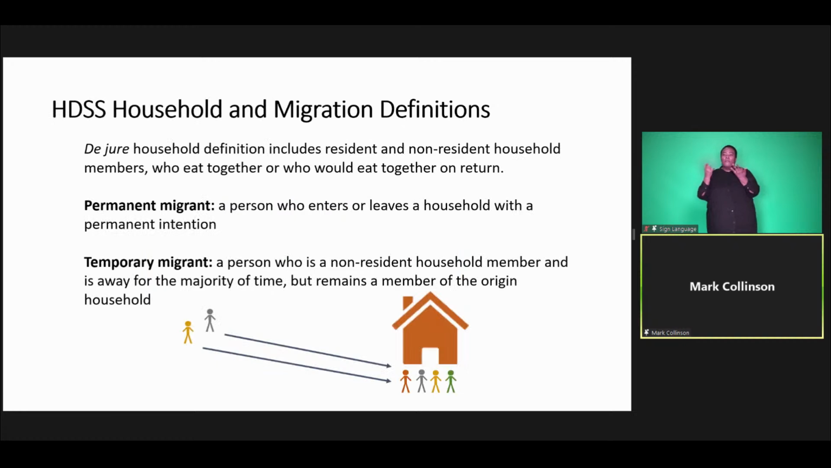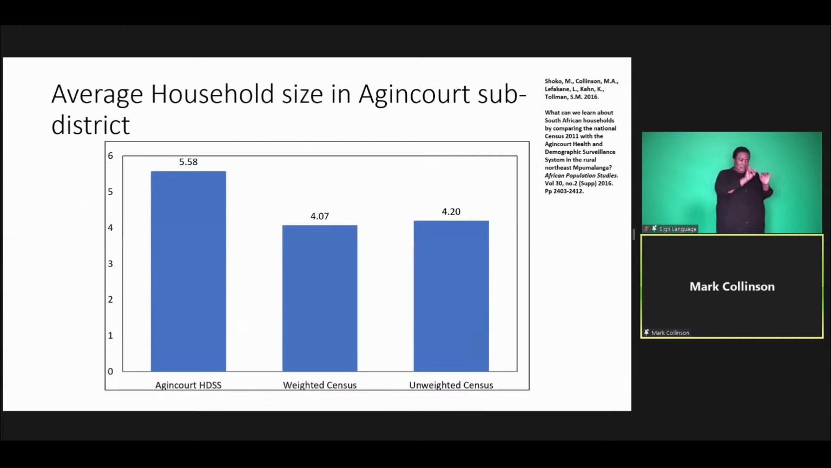So this type of setup enables us to get a de jure household definition, including residents and non-resident household members. And this lets us discriminate permanent migration, which has an intention involved, and temporary migration, where a non-resident household member is away the majority of the time, but remains a member of the origin household. So we've got a de jure definition now and a de facto.